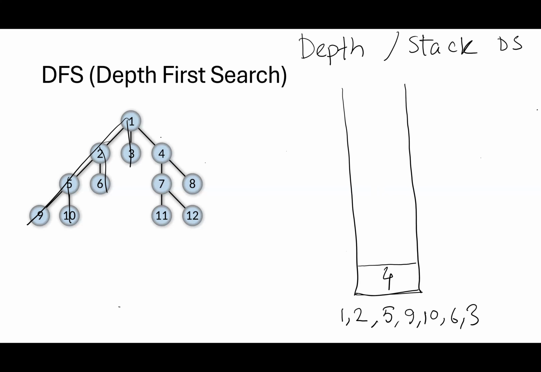And you see now that 4 was pushed a long time ago, but only now it's getting popped. So we pop 4, and along with popping 4, we push 4's children, that is 8 and 7. So 8 and 7 are pushed. Next, 7 is popped.